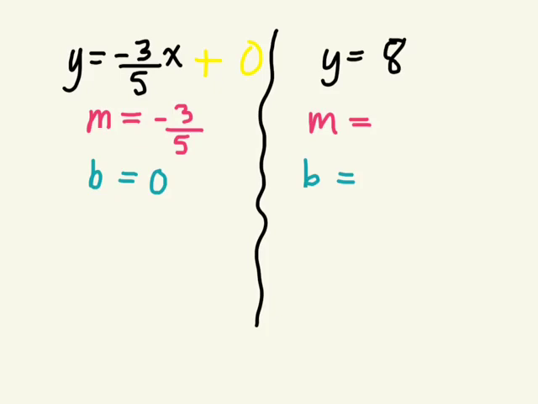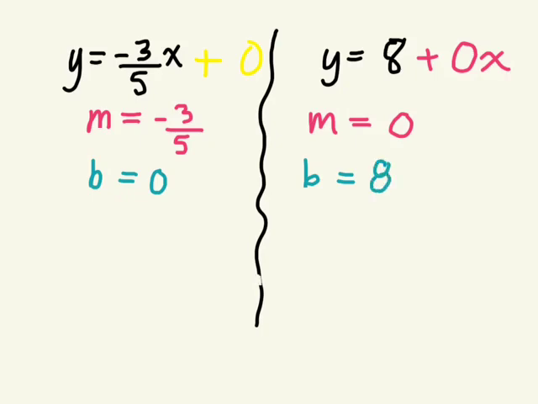Good. The slope would be 0 in this case because there is no x in the equation. What's 0 times anything? 0. So technically it's 0x, right? But I wouldn't write that because 0 times anything is 0. And what's the y-intercept? 8.